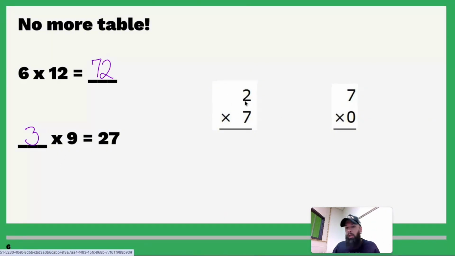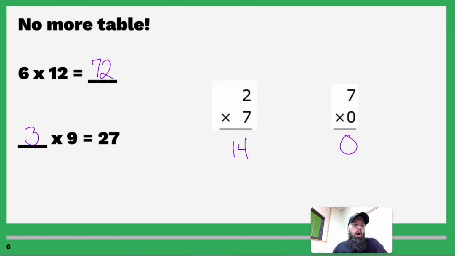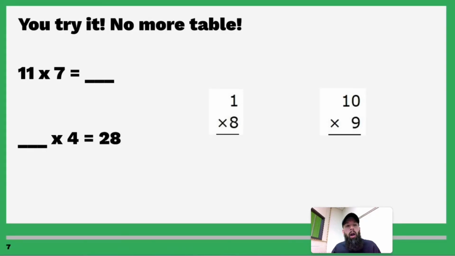Now, also multiplication problems can look like this, right? I haven't showed you that yet, but it's the same exact thing. 2 times 7, you know what that is, 14. 7 times 0 is 0. Okay, so knowing that we should feel really good about the multiplication table, I want you to try it on your own and see if you can come up with answers on your own. So go ahead, pause the screen, try it, write down your answers, come back.